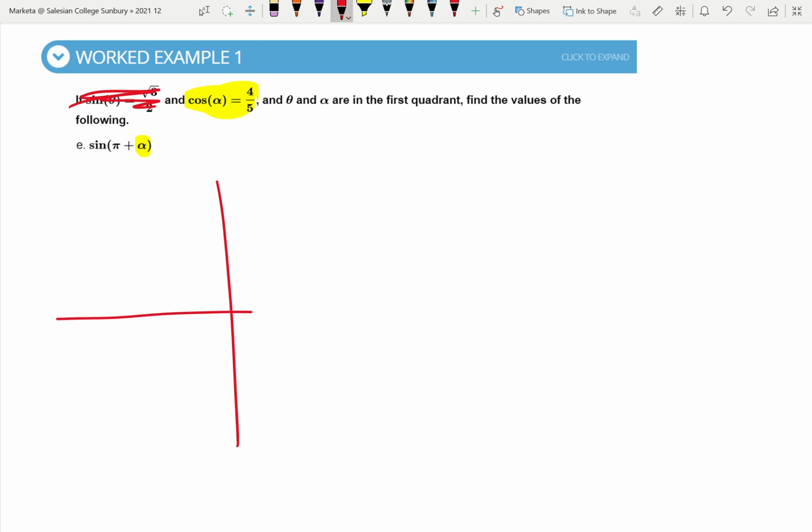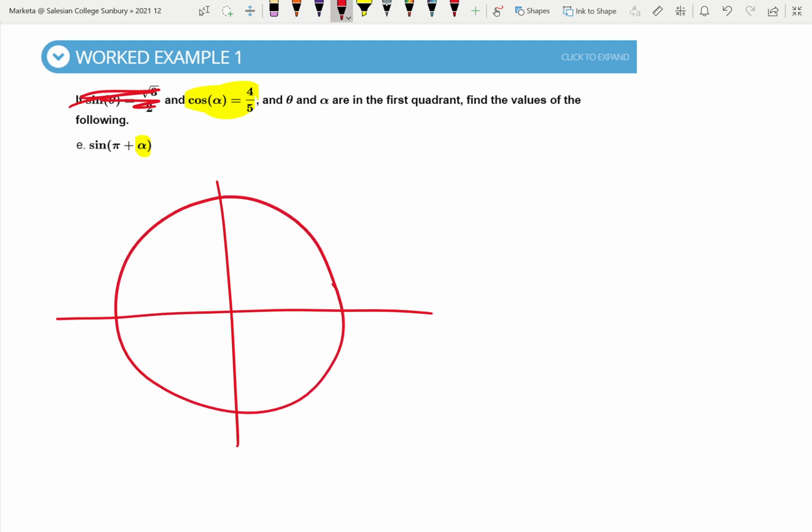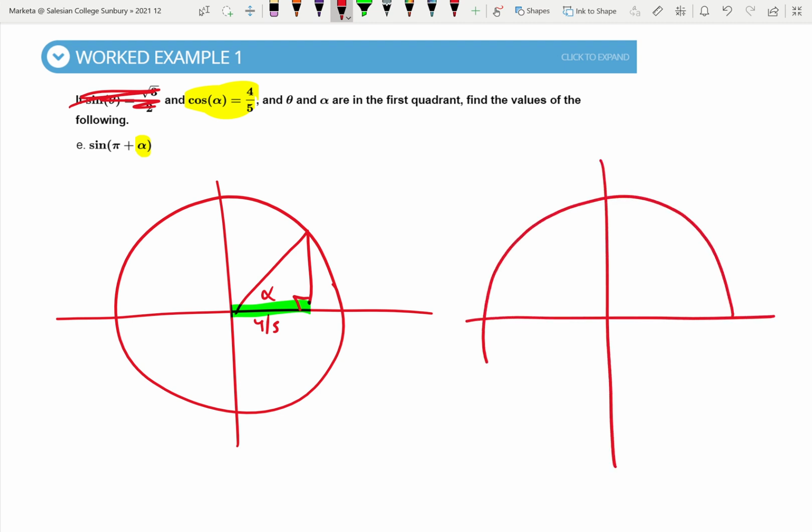So let's draw that cos alpha again. So there's an alpha angle and 4/5 exists here. And then, well, now we're looking for the sine of pi plus alpha. So let's draw that. So pi takes us to there. And then we're adding on alpha. So alpha is in here.